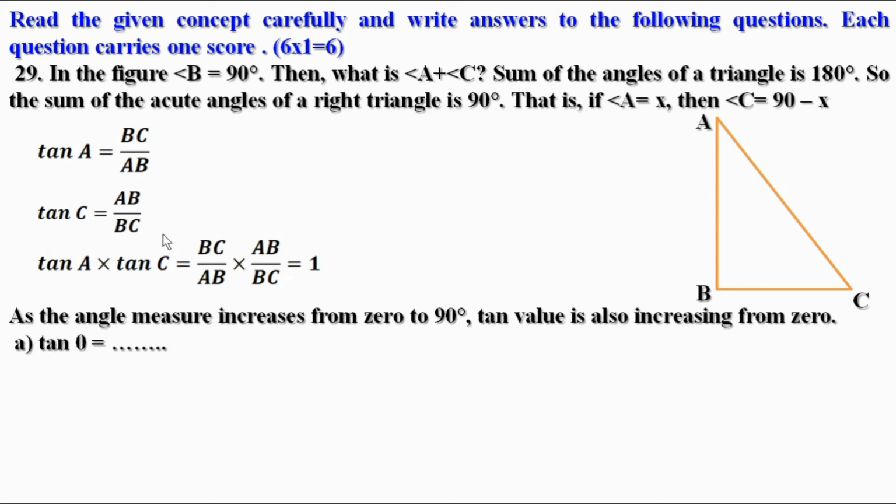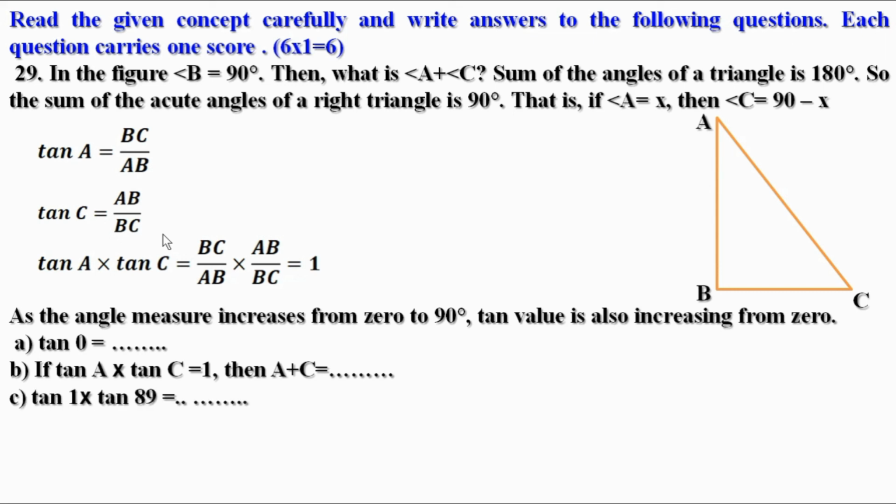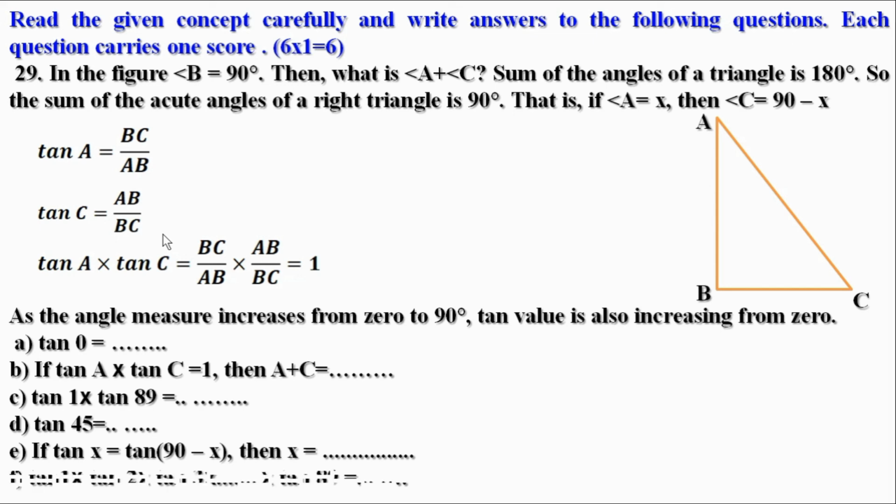Tan 0 equals dash. If tan A into tan C equals 1, then A plus C equals dash. Tan 1 into tan 89 equals dash. Tan 45 equals dash. If tan x equals tan 90 minus x, then x equals dash. Tan 1 into tan 2 into tan 3 into etc. into tan 89 equals dash.